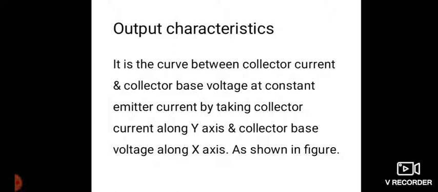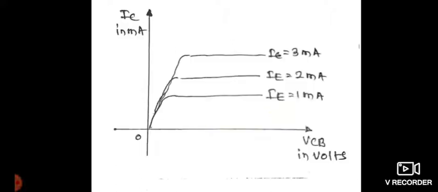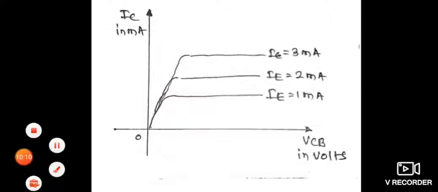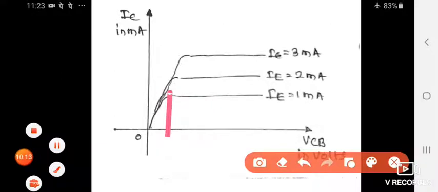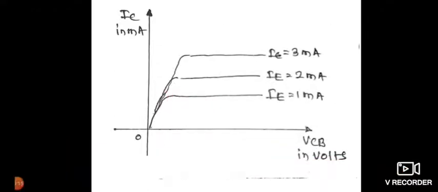The output characteristics is the curve between collector current IC and collector base voltage VCB at constant emitter current, by taking collector current along y axis and collector base voltage along x axis, that is shown in the figure. IC is taken along y axis and VCB is taken along x axis. Here you can observe as the VCB increases, the IC also increases, and at some point the collector current remains constant. After that point the collector current remains almost constant.